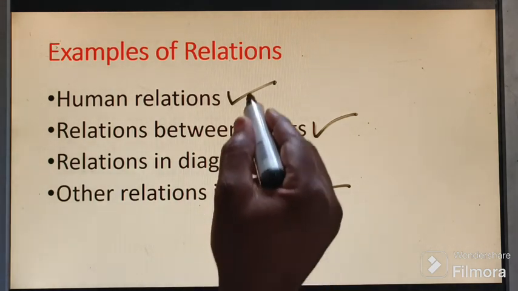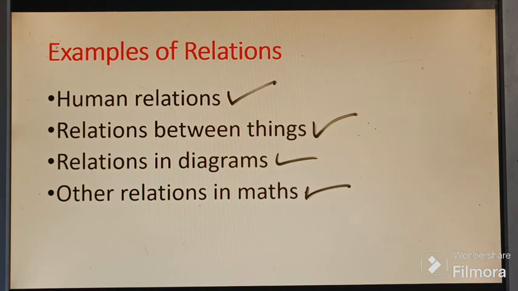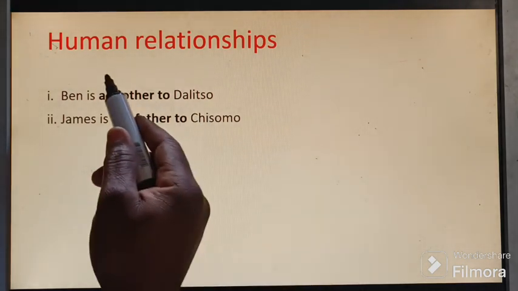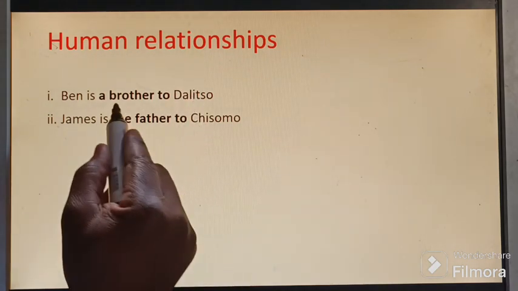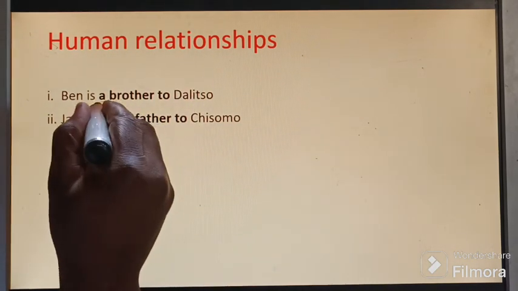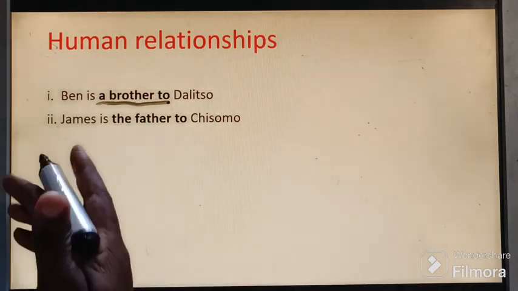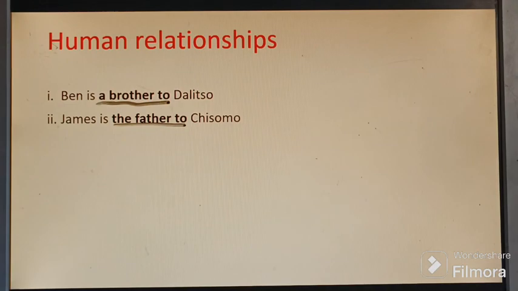So let's start with human relations. What are examples of human relations? Now, for example, let's look at an example of a human relation. Ben is a brother to Daliso. And James is the father to Chisomo.